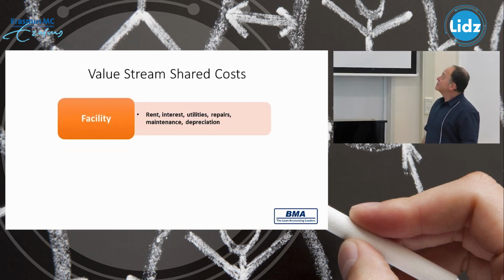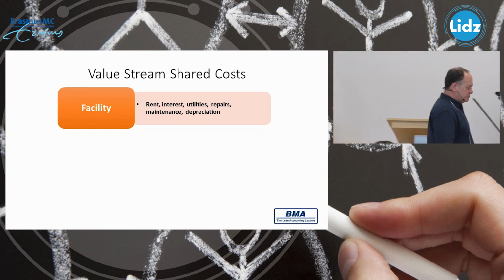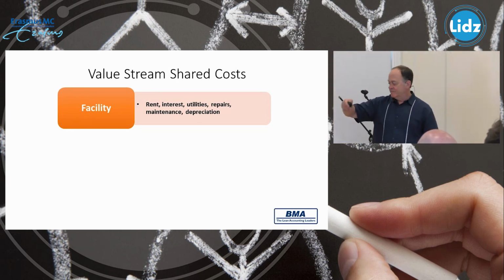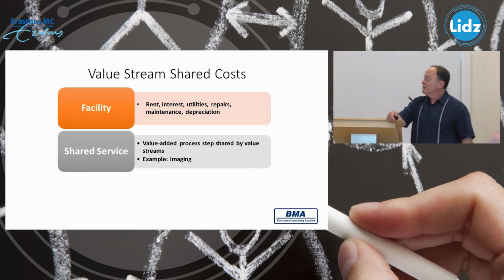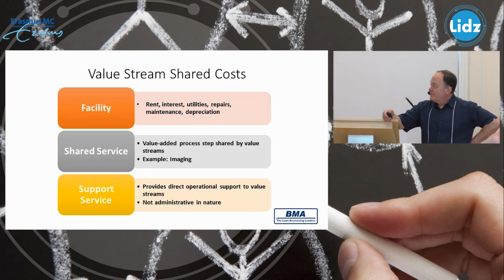The shared costs, like your facility costs, this actual building. Shared services, I mentioned that, like imaging, there might be some other shared services. And then there might be some support services. This is not administrative in nature, but it's a shared service, as opposed to an imaging machine, it might be people. I don't know if you have it or not, but you think this through.